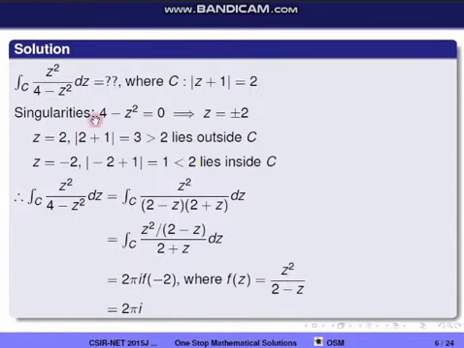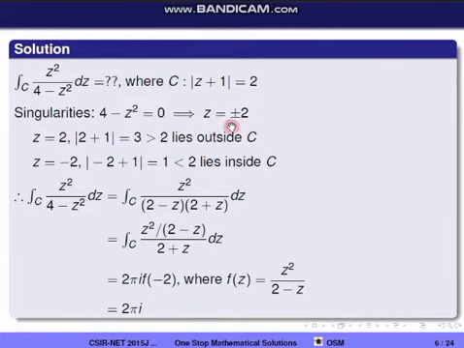So I'm taking the given curve as C: |z + 1| = 2. First of all, we will find the singularities of this function. So equate the denominator of the function to 0, that is, 4 − z² = 0. From this we get z = ±2.